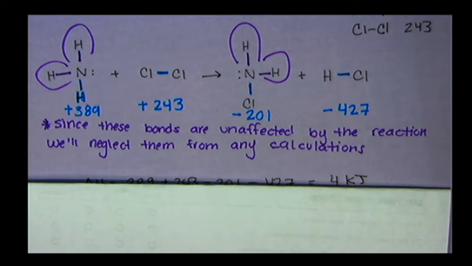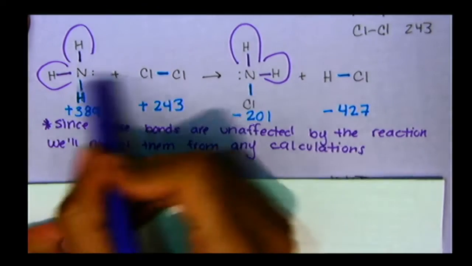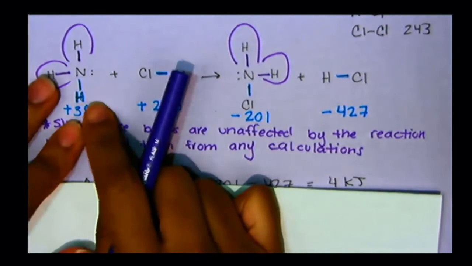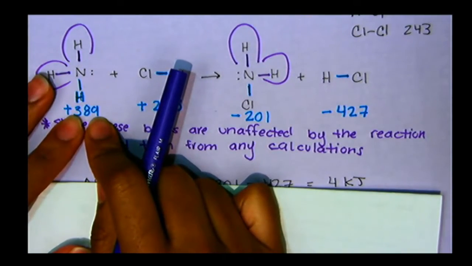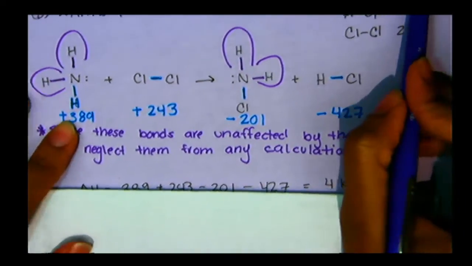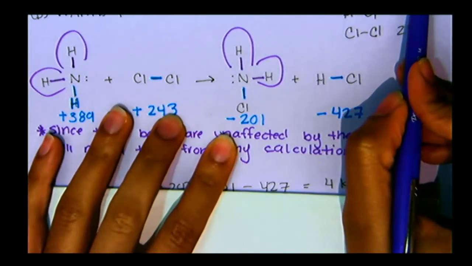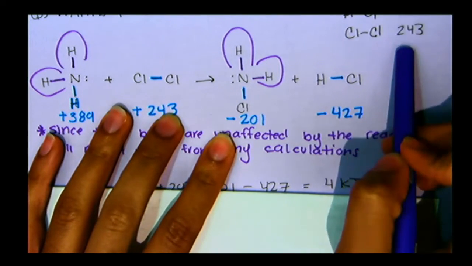So for the reactants, I have one N-H bond, and it's a reactant, so I'm just going to keep it positive. I have a chlorine-chlorine bond, also a reactant, keep it positive. Then I have this nitrogen-chlorine bond forming, and as it forms, it's going to release energy, so I'm going to make it negative. And then I have this hydrogen-chlorine bond also forming, so it's going to release energy, I'm going to make it negative. And then I'm just going to add everything together.